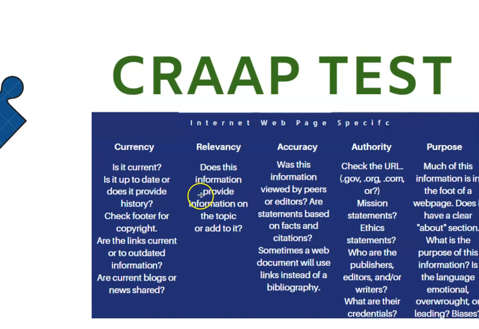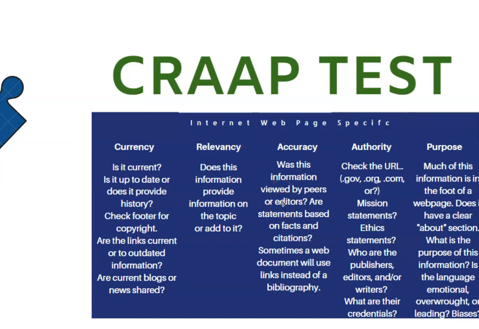Relevancy. Does this information provide information on the topic or add to it? Does it engage your question? Does it support it? Does it inform it? Does it help you build a persuasive argument for or against it? Does it let you know about people who do not believe in your stance on this topic? And can you understand their points? Very important. Accuracy. Was this viewed by peers or editors?